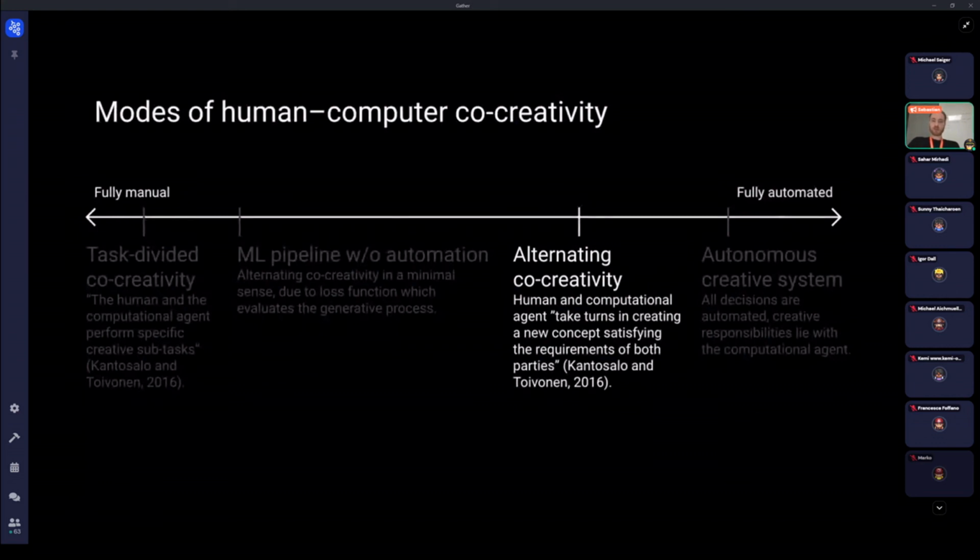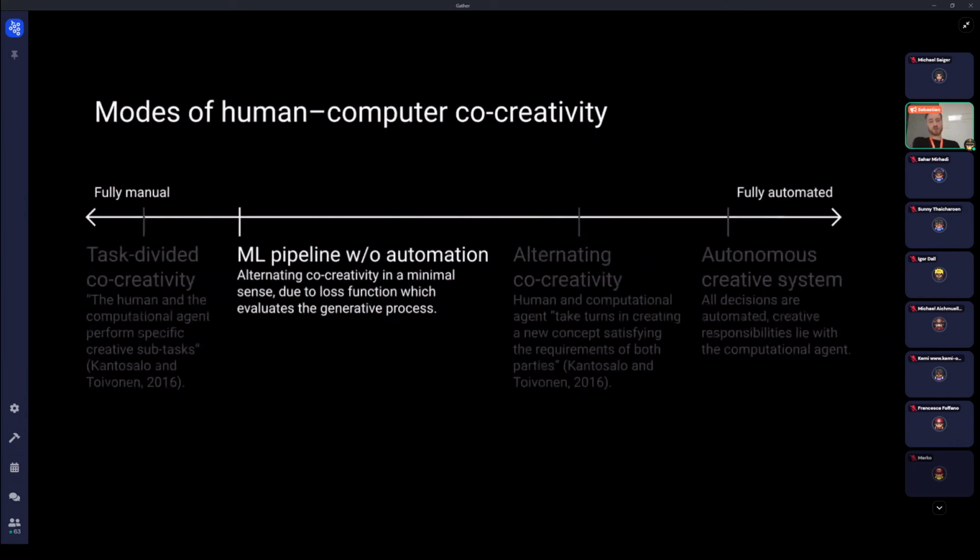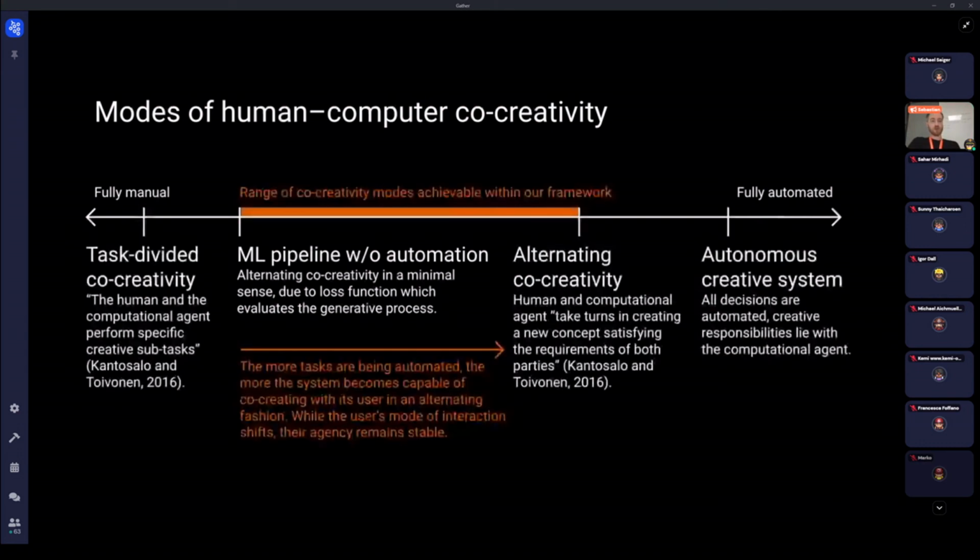So we have one thing that's really particular in using deep learning systems in this co-creativity setting, because they are themselves already self-adapting systems. And that means that, as we say, the machine learning pipeline without automation is already alternating co-creativity in a minimal sense. And this is really due to the loss functions that such a neural network uses, which essentially evaluates a generative process and does error correction, so it's kind of self-guided. So we also highlight the range of co-creativity modes that are achievable within our framework. And we also mention that the more tasks are being automated, the more the system becomes capable of co-creating with its user in an alternating fashion.